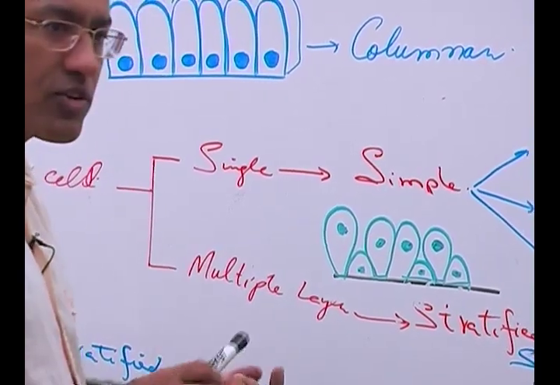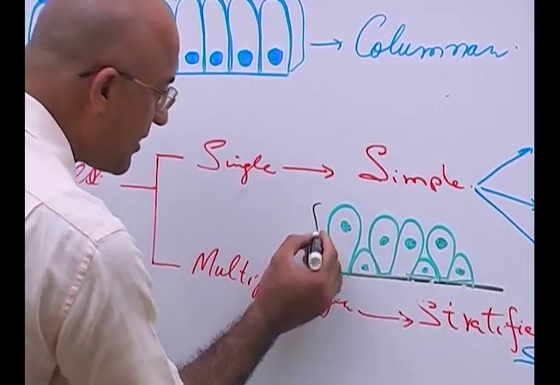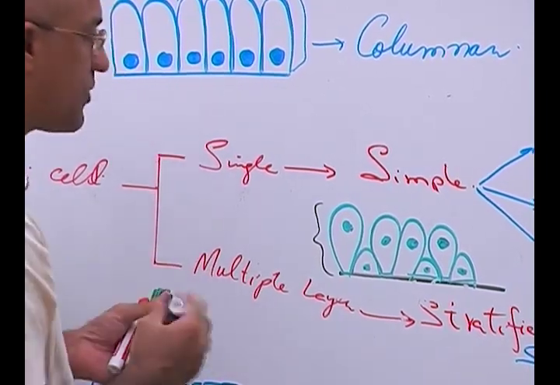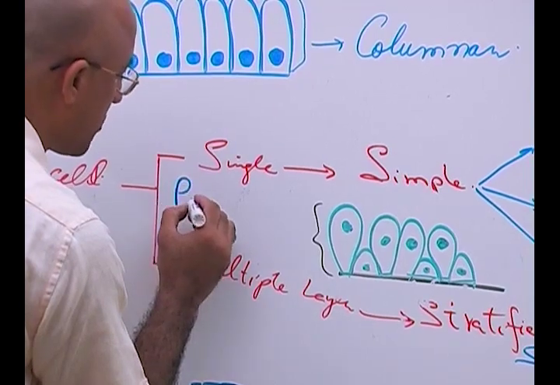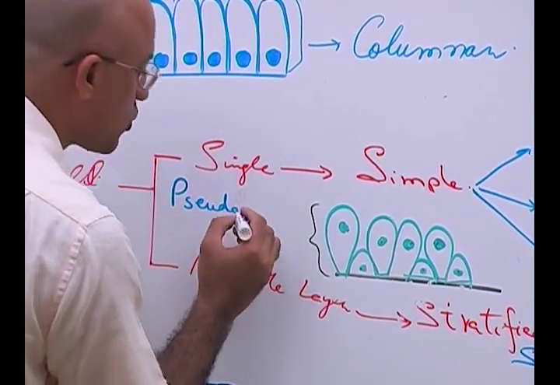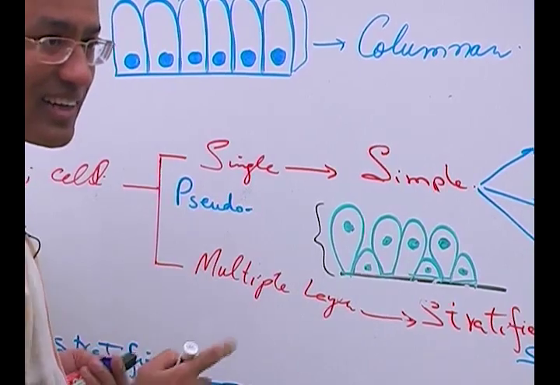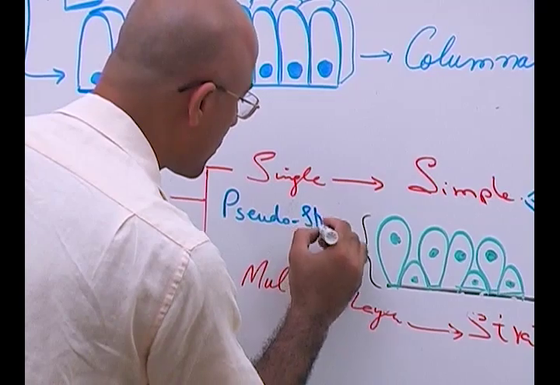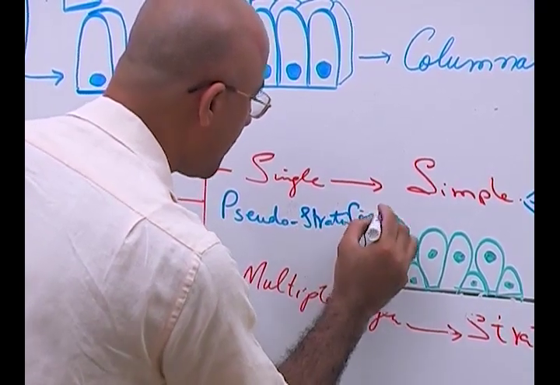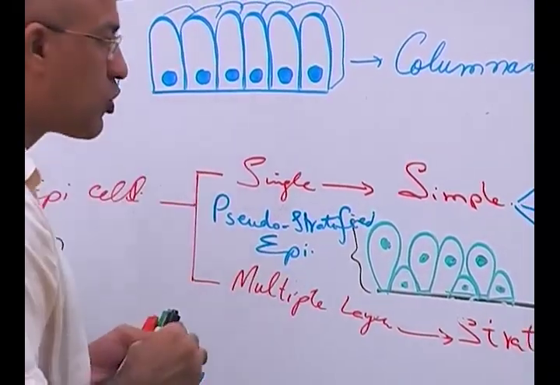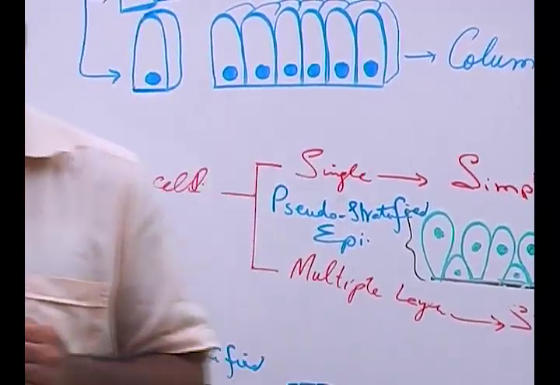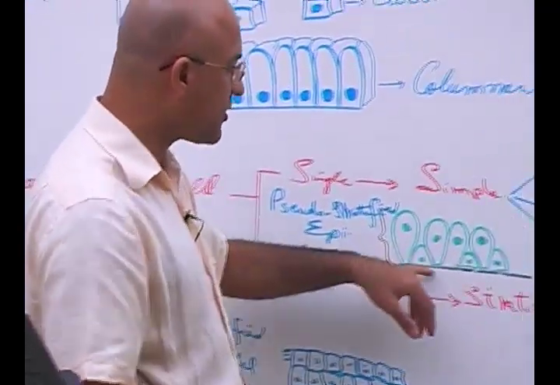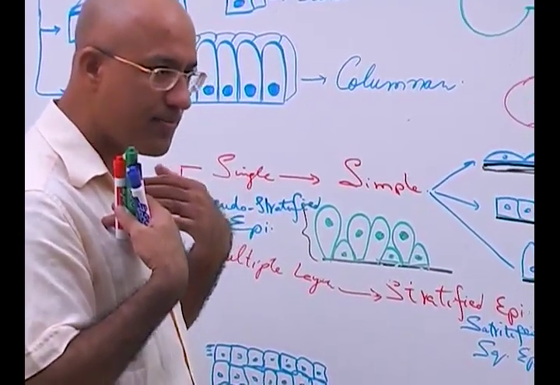So what do we call this type of epithelium, which looks stratified but is not stratified? We call it pseudo-stratified epithelium. What is this? Pseudo means false. It is falsely stratified, not truly stratified. Pseudo-stratified epithelium, right? Pseudo-stratified epithelium is found in the trachea and the respiratory conducting pathway.